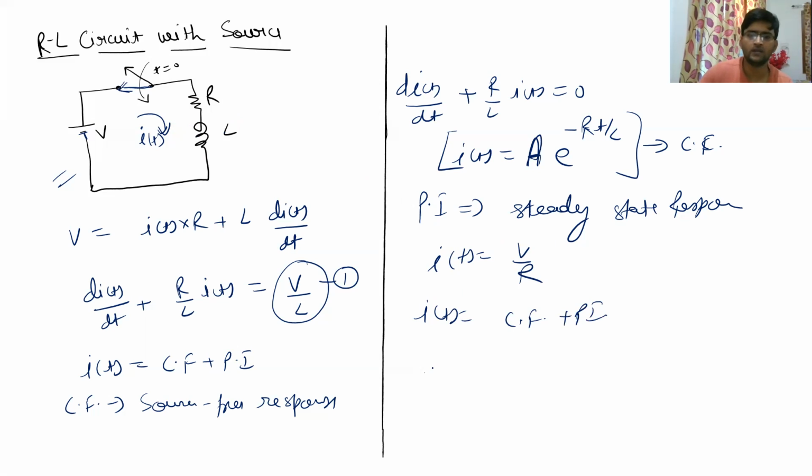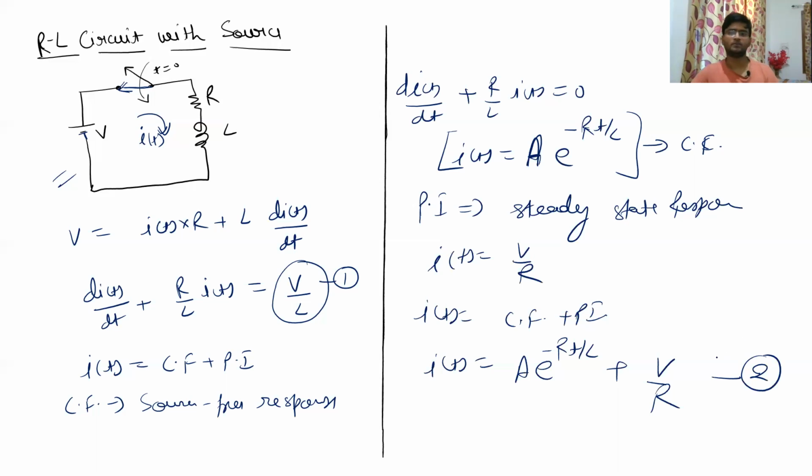So what we are going to get? I(t) is equal to this constant A e to the power minus Rt by L plus V divided by R. So this is going to be our equation number 2. Now, how to calculate the value of this constant A?